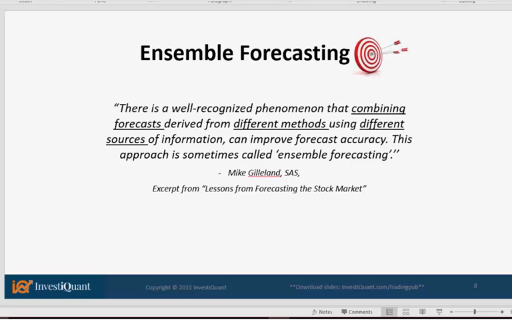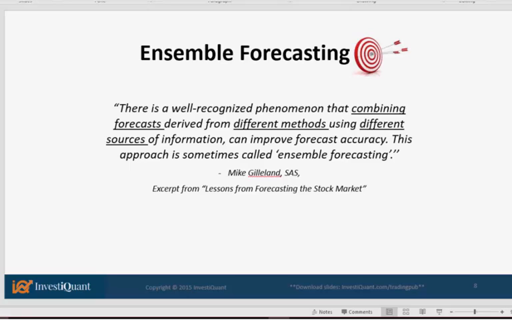strategies at InvestiQuant. The idea is, and it's not limited to the stock market, it's actually something that they use at the National Weather Center. They'll look at different models, and what they find is that the average of their models generally produces a better forecast than any singular model does over time. And that's true as well for stock market forecasting.